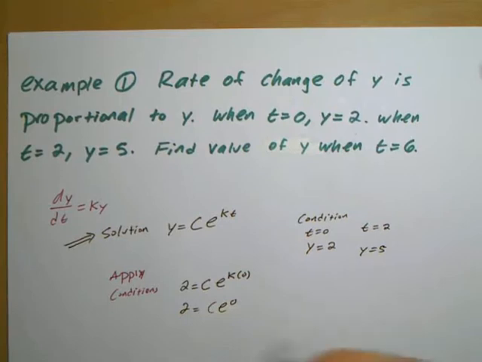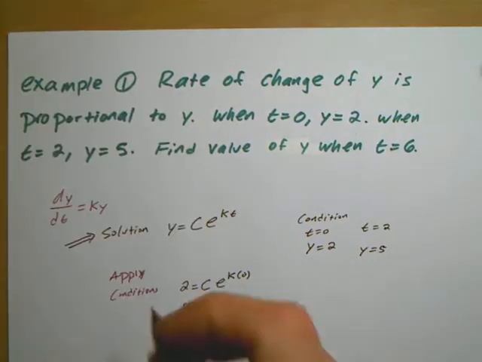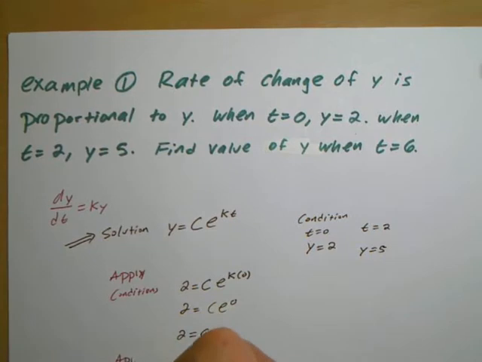So it's going to be 2 is equal to c e to the k, and the t is going to be 0. So basically 2 is equal to c e to the 0, and anything to the 0 power is equal to 1. So basically 2 is equal to c.